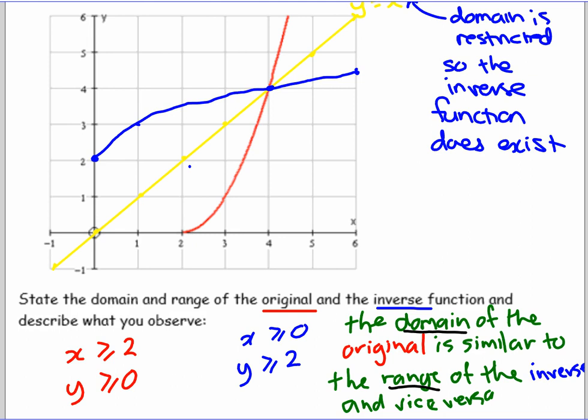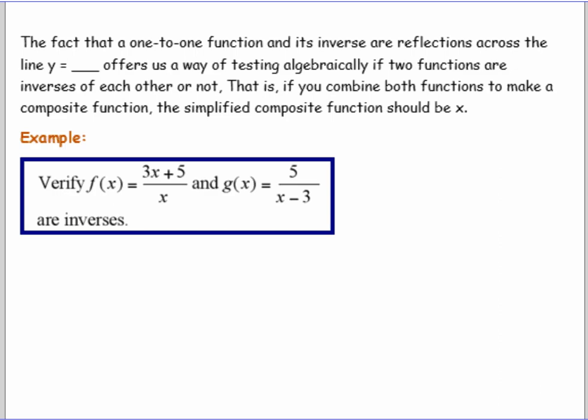Okay, here we go. So the next page, almost through, graphs of inverse functions. So the fact that a one-to-one function and its inverse are reflections across the line y equals x, keep putting that in there. So the fact that they're kind of mirror images across the line y equals x offers us a way of testing algebraically if two functions are inverses of each other or not.